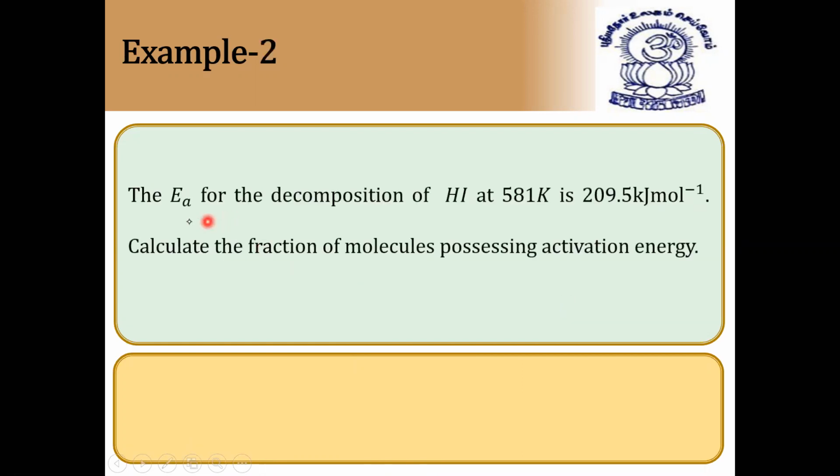Next, let us see. The energy of activation for the decomposition of hydrogen iodide at 581 kelvins is 209.5 kilojoules per mole. Calculate the fraction of molecules possessing activation energy. So the fraction of molecules is equal to, so 1 mole is nothing but Avogadro number. So E, energy of activation, by Avogadro number.